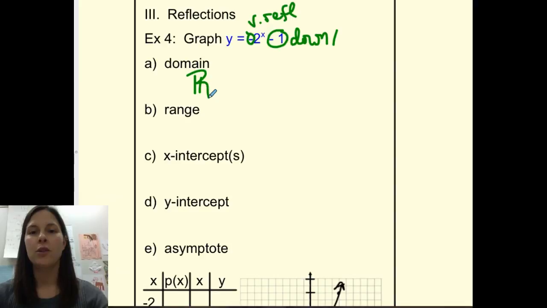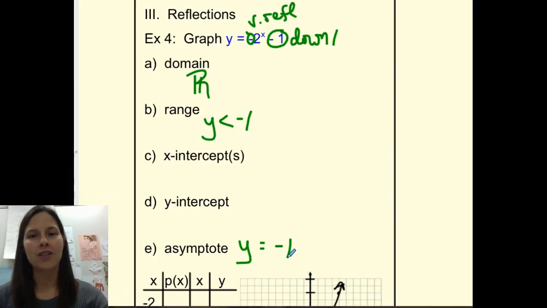The range with the vertical reflection, now our range will be y is less than instead of y is greater than. That vertical shift down 1 gives us the value for our range as well as the asymptote, y equals -1. X-intercepts with that vertical reflection and a shift down, we still have no x-intercepts.